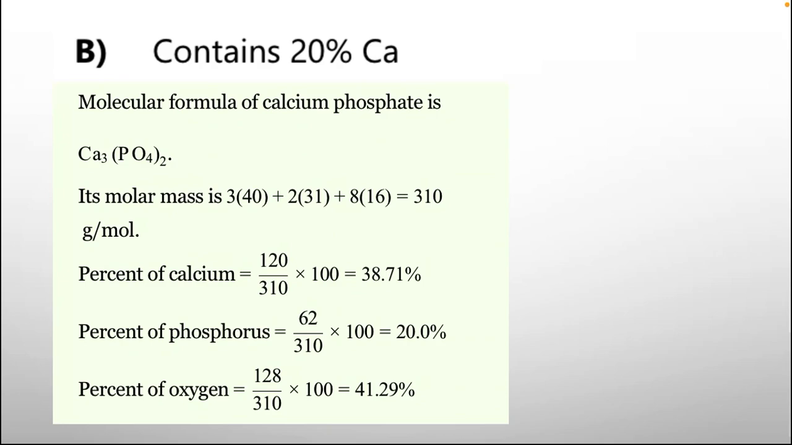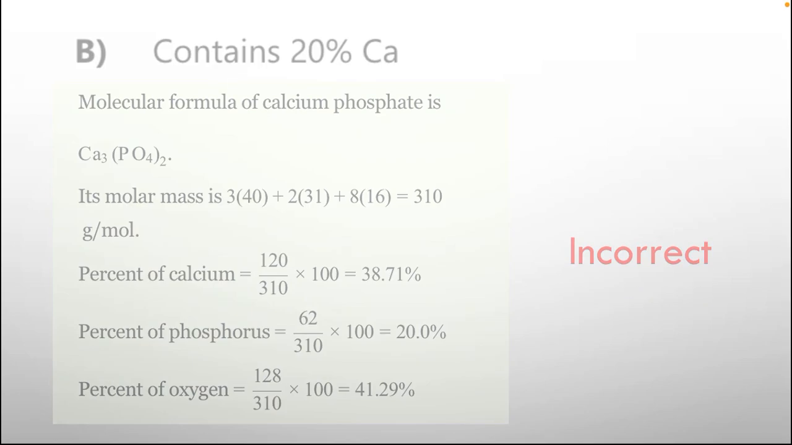Option number B contains 20% calcium. What is the formula to find the percentage of a single element in the whole compound? The molar mass of calcium phosphate is 310, which is already calculated. Percentage of calcium: Ca3, 120 over 310 multiplied by 100, its percentage is 38.71%. So according to that, 20% is actually the phosphorus, not the calcium. So this option is incorrect.